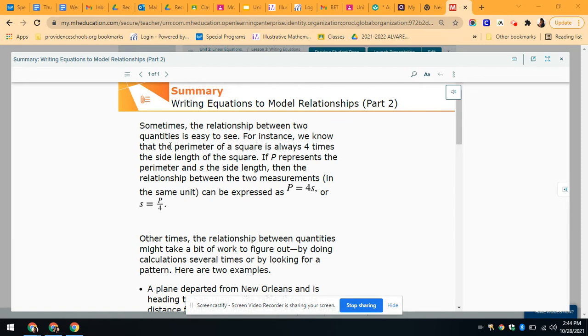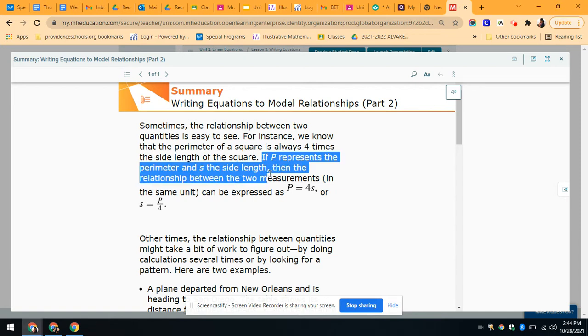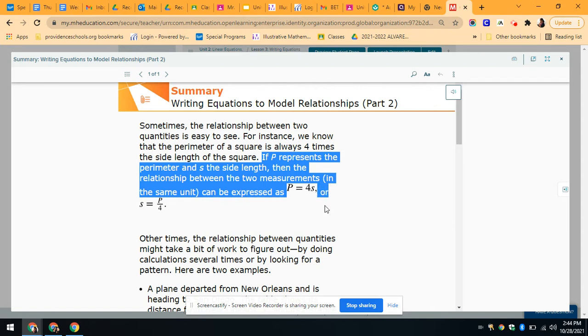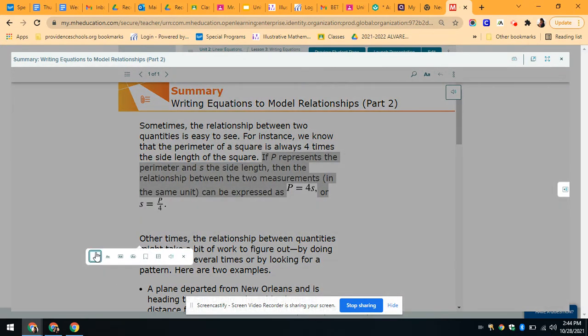For instance, we know that the perimeter for a square is always 4 times the side length of the square. So if P represents perimeter and S represents the side length, then the relationship between the two measures can be expressed as P equals 4S, or S equals P divided by 4. So let's highlight that.